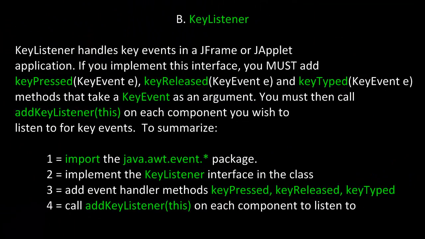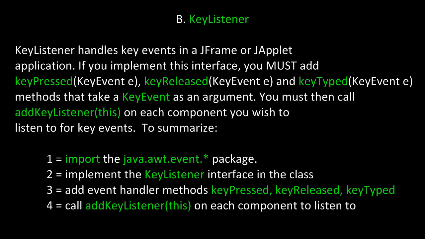The next event handling interface we'll examine is KeyListener. KeyListener handles key events in a JFrame or JApplet application. If you implement this interface, you must add keyPressed, keyReleased, and keyTyped methods that take a key event as an argument. You must then call addKeyListener, passing in the this pointer on each component you wish to listen to for key events.